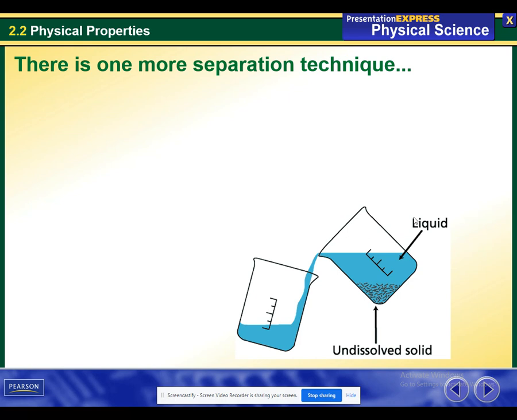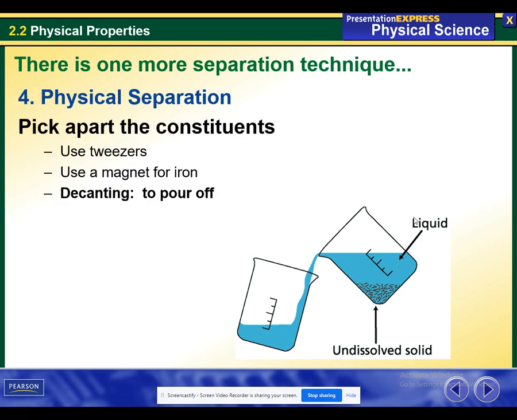Now, there are more techniques other than the ones that I've talked about. You can use physical separation to separate things. For example, right here, they have a solid on the bottom and a liquid on top. And what they're doing is they are pouring off that top liquid. So decant is a word that is used to mean pour off this top layer. So then we're left with the bottom layer.